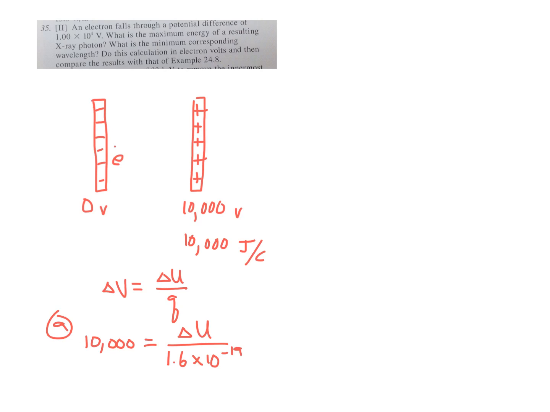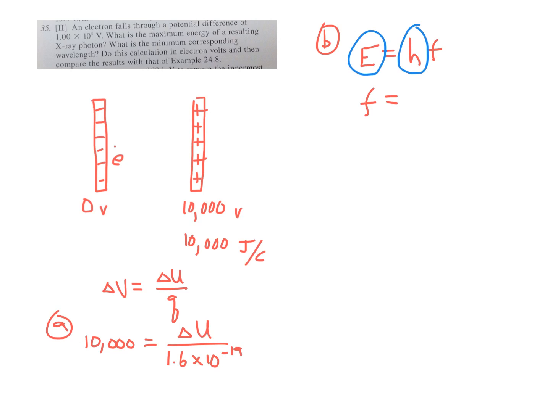Now it says, what is the minimum corresponding wavelength? That'd be like part B. Well, that would be E equals hf. The energy of a photon is Planck's constant times the frequency. So the answer to part A would be this. You look up Planck's constant in the standard version with joules, and you could calculate f. So now you will have the frequency of that photon. And therefore, that would be the maximum frequency, because that's a complete transfer of all the energy.